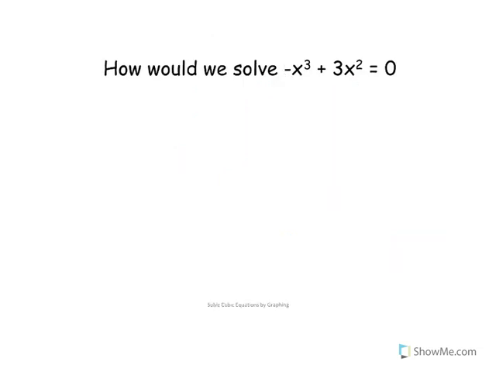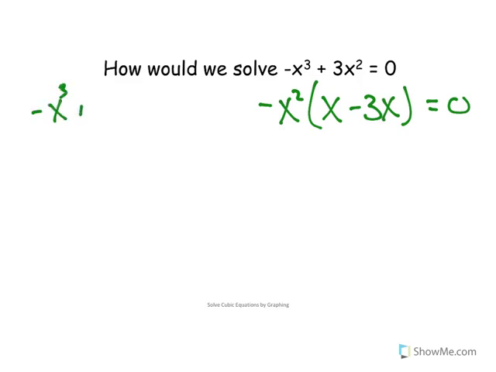All right, so let's see what we would want to do here. A couple different things we could do. If you really don't like that negative, you can divide it out. I'm going to factor out negative x squared, which is my GCF. But for a lot of us, we may want to get rid of that negative first. So let's see what that would look like. We get rid of that negative first.